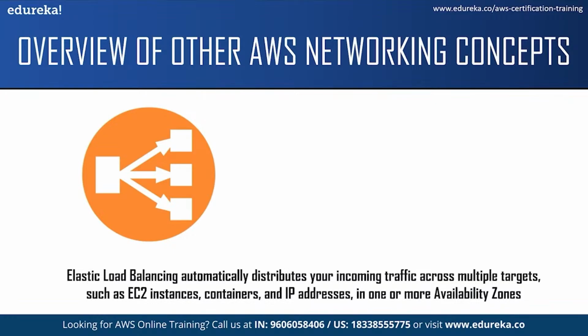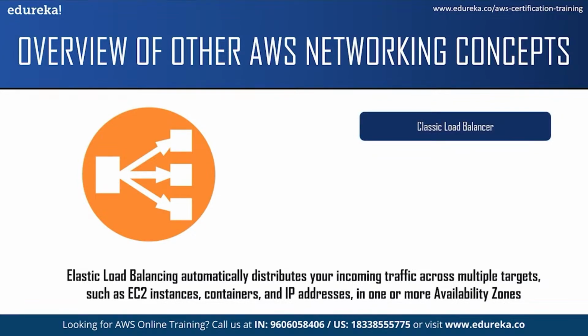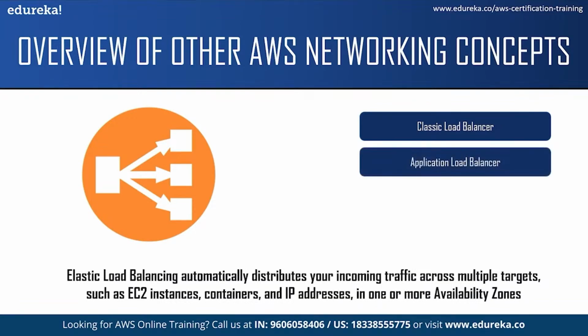Now, Elastic Load Balancing offers four types of load balancers. First is the Classic Load Balancer, which provides basic load balancing across multiple Amazon EC2 instances, and it operates both at the request level and the connection level. A Classic Load Balancer is intended for applications that were built within the EC2 Classic network. Second, we have the Application Load Balancer. It is best suited for load balancing of HTTP and HTTPS traffic and provides advanced request routing, which is helpful in modern application architecture, including microservices and containers.